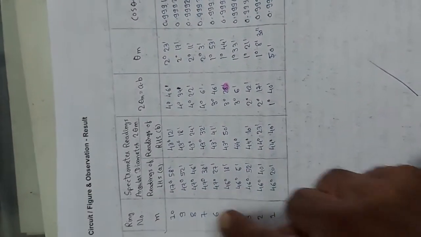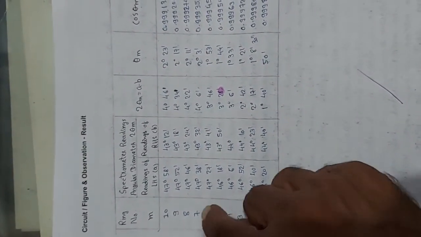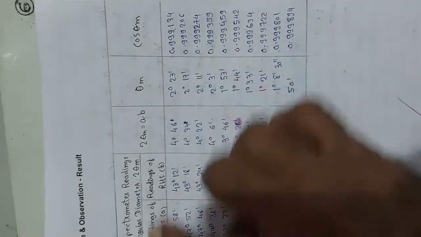Then what do you have to do in the calculation? In the calculation, after measuring the diameter of 10 rings, 1, 2, 3, 4, 5, 6, 7, 8, 9, 10, you have to find the angular diameter of each ring, then divide the diameter by 2, and you will get theta m. Then see the cos theta m. You have to plot the graph.